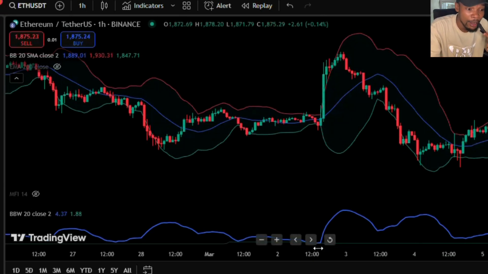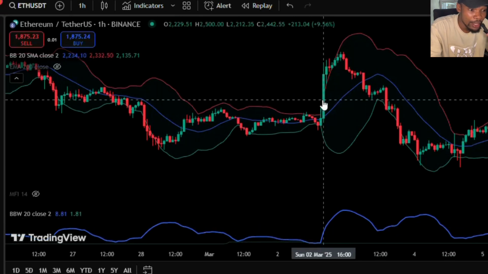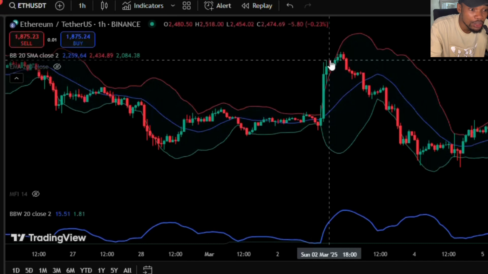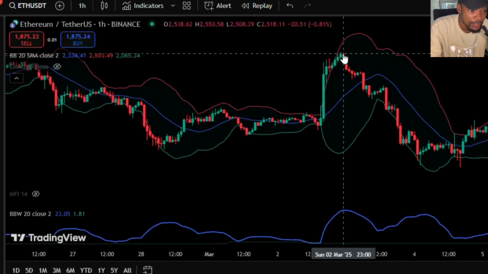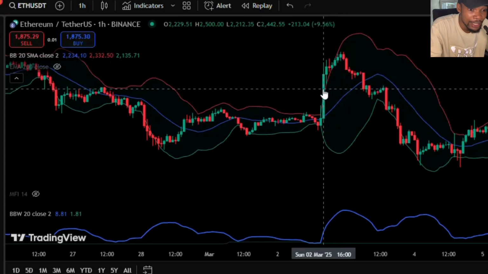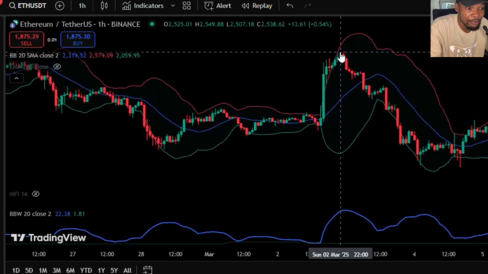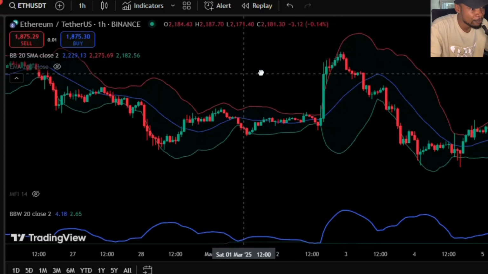And the BBW confirms that there was a pump here, and somewhere here you'd have entered, and then you'd have sold at this point. You can see you could have sold at this point. It's a 1 hour time frame, so you can enter at 2374, and you would have been selling at the peak. And the peak here is around 2550. You can see 2550, which is a good amount of profit.